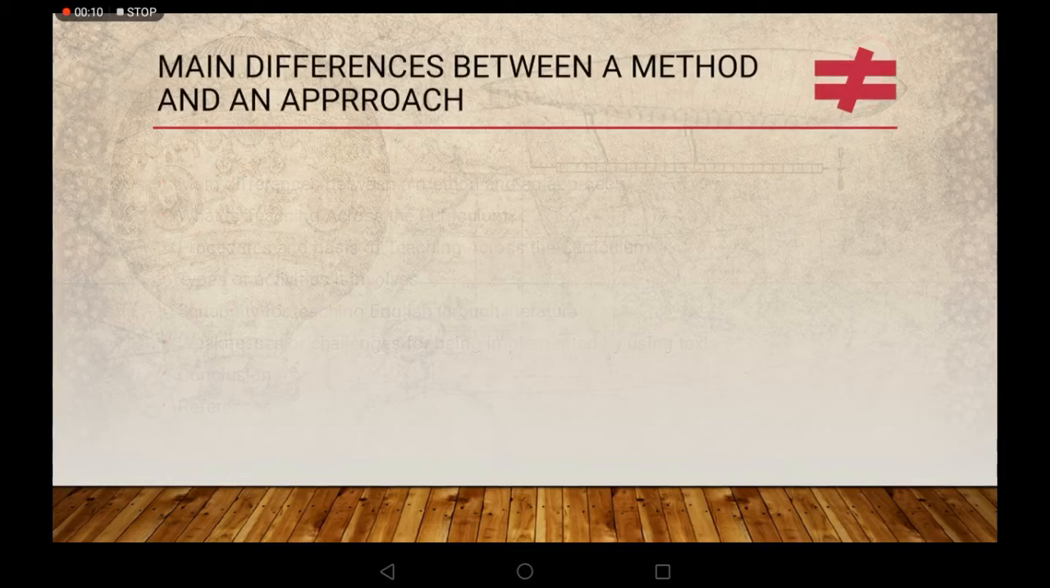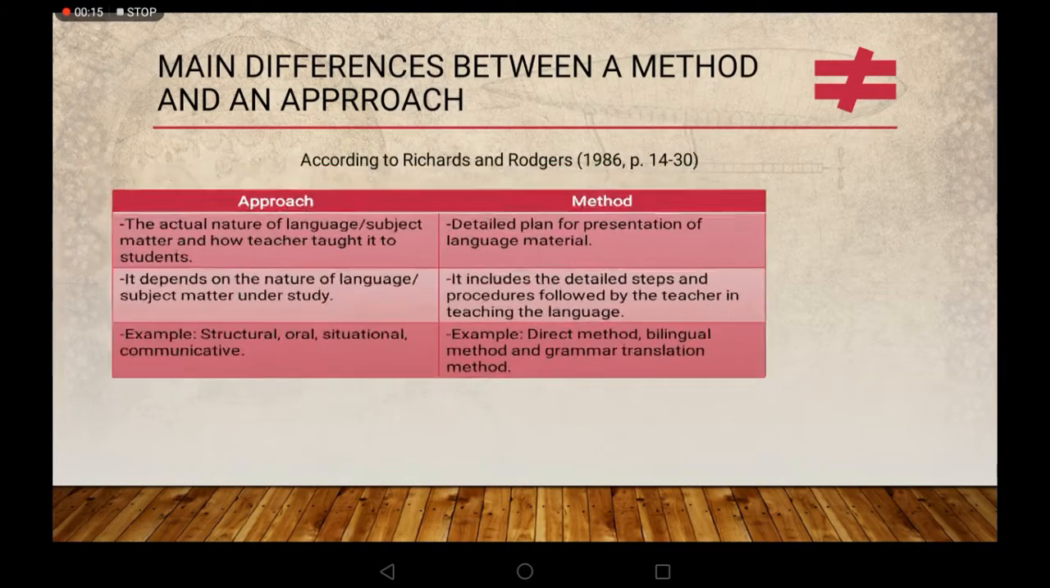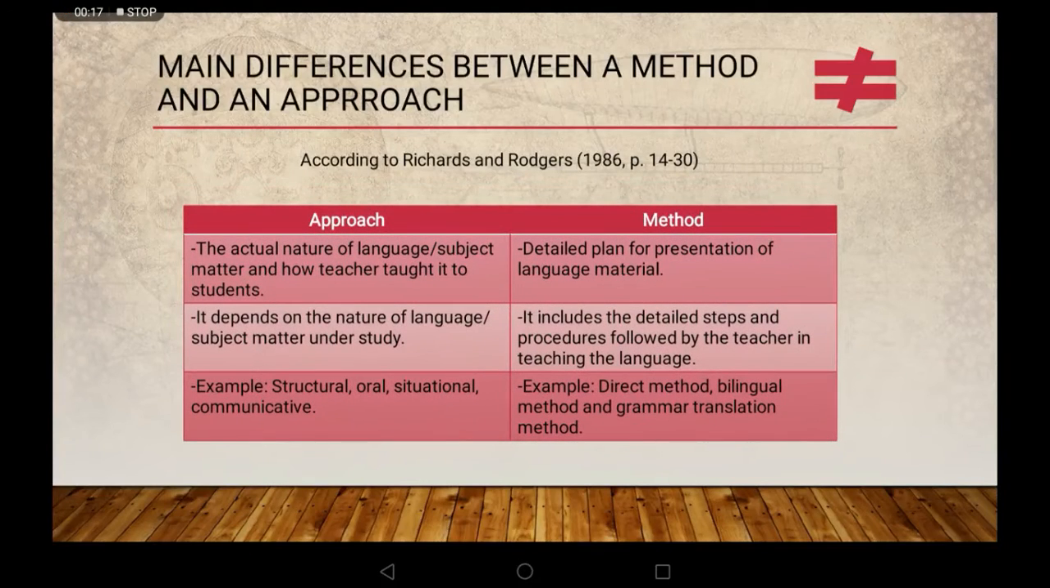First of all, I'm going to talk about the main differences between a method and an approach. Well, according to Richards and Rogers, an approach is the actual nature of language or subject matter and how teachers taught it to students, in contrast with a method which is a detailed plan for presentation of language material.